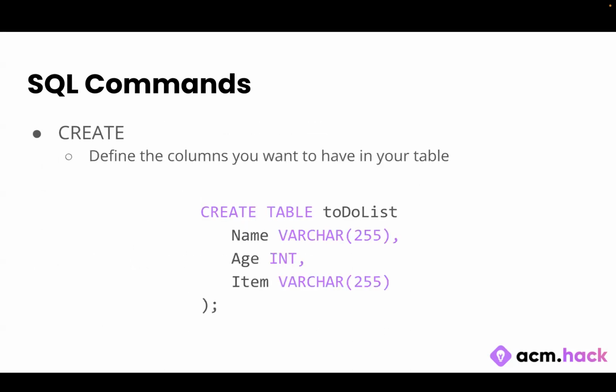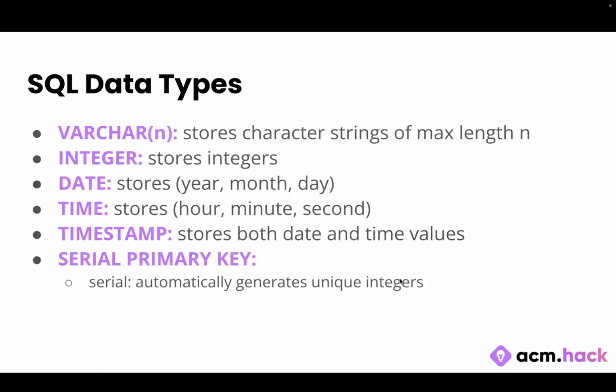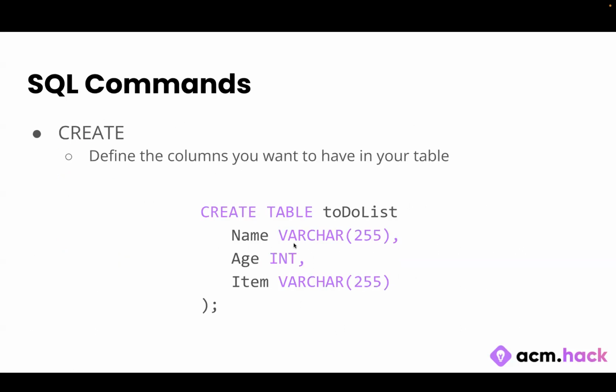So first, the create keyword. This is the syntax of it. When you use the create keyword, you want to define the columns you have in your table. In this case, we're creating a table with the name to-do list, and we're specifying 3 columns with name, age, and item, and then specifying the data type that we want to be held in each one of our columns. In the previous example, we have a character type, an integer type, and another character type.